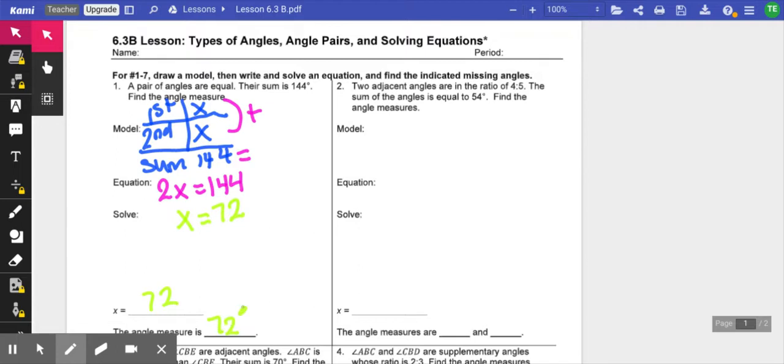And then I double check. If I had 72 plus 72, I would in fact have 144. All right, next question.